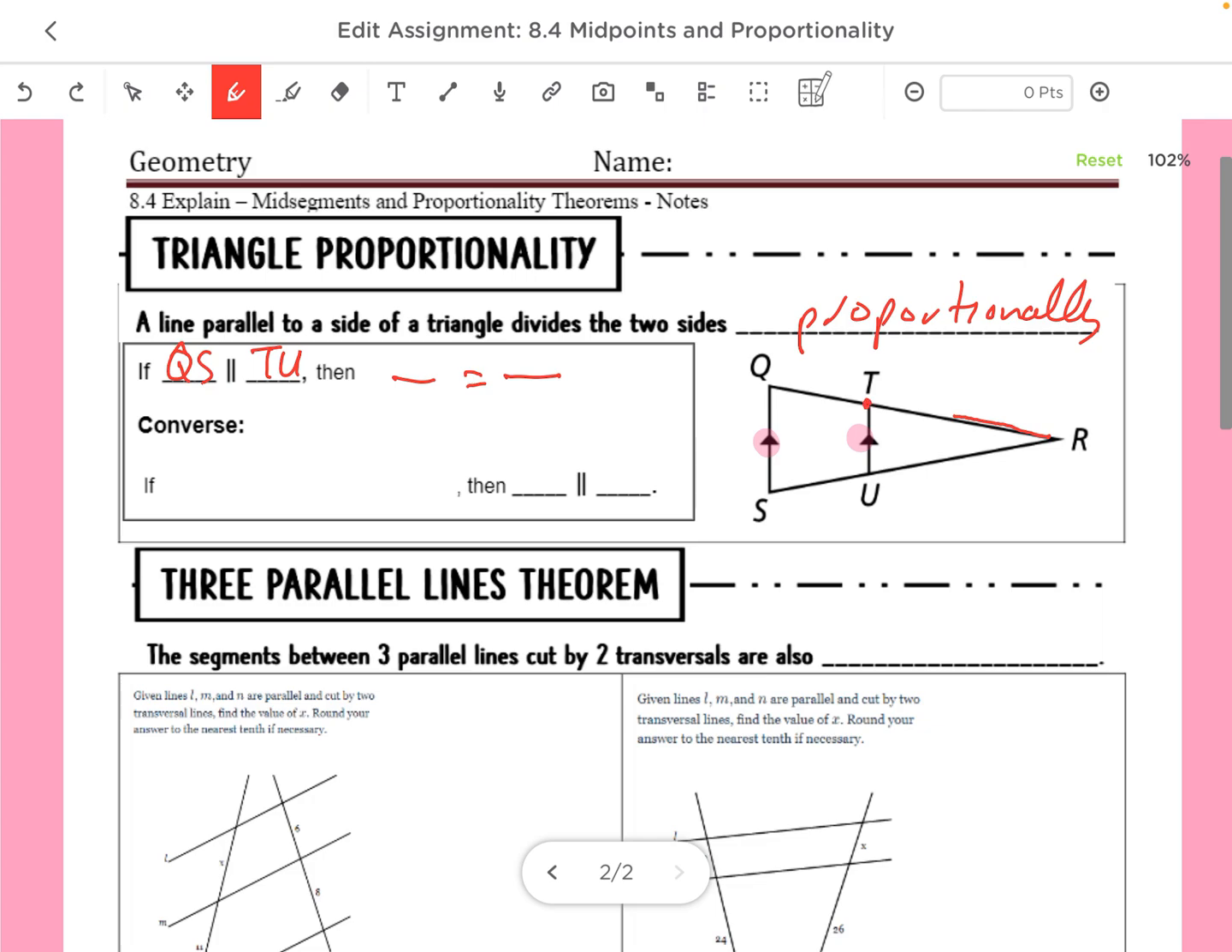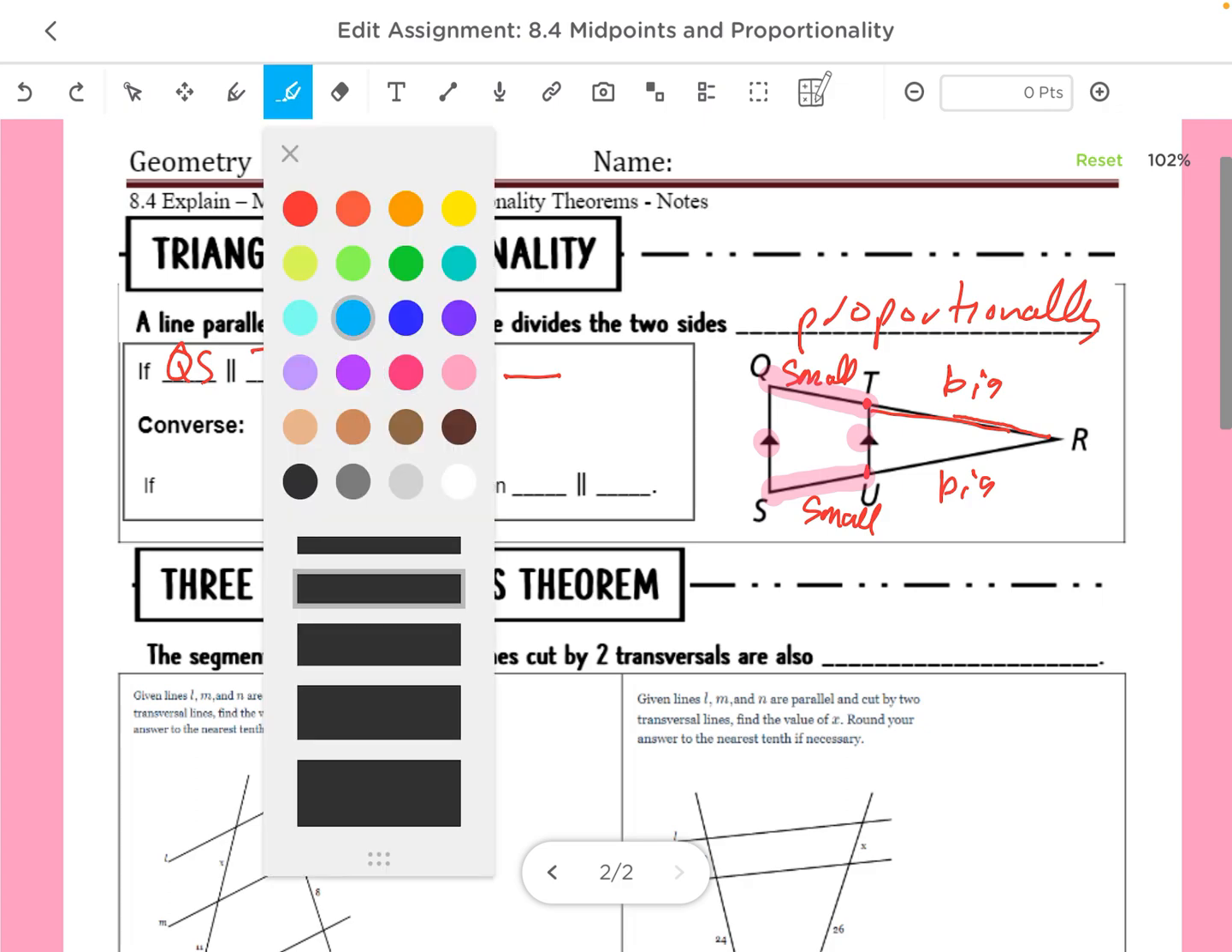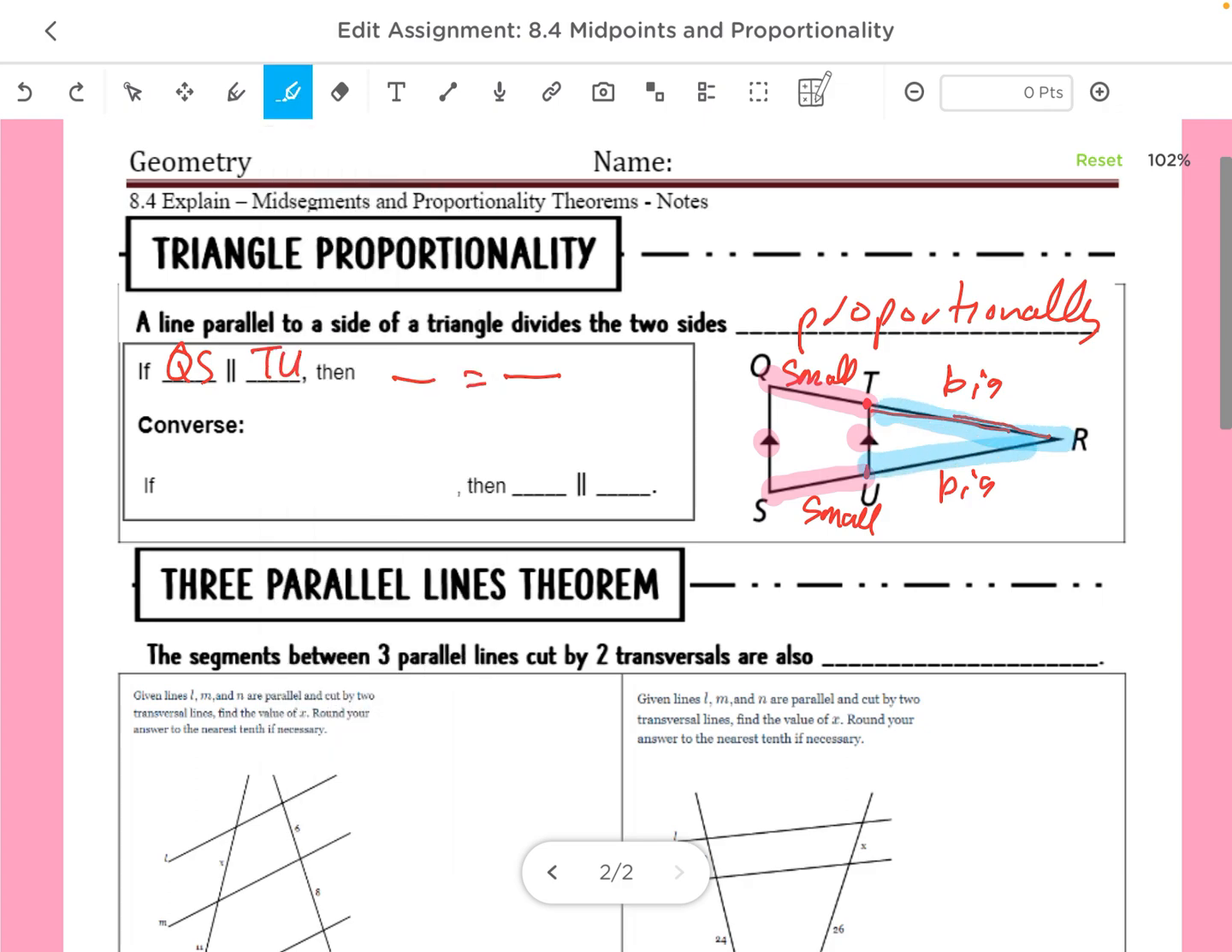This cuts this into 2 parts, right? So I'm going to say that this is the big part, and that's the small part. Then it cuts this side into a big part and a small part too. Let me highlight it differently. So that's the small part, that's the small part, and then we have a big part and a big part.